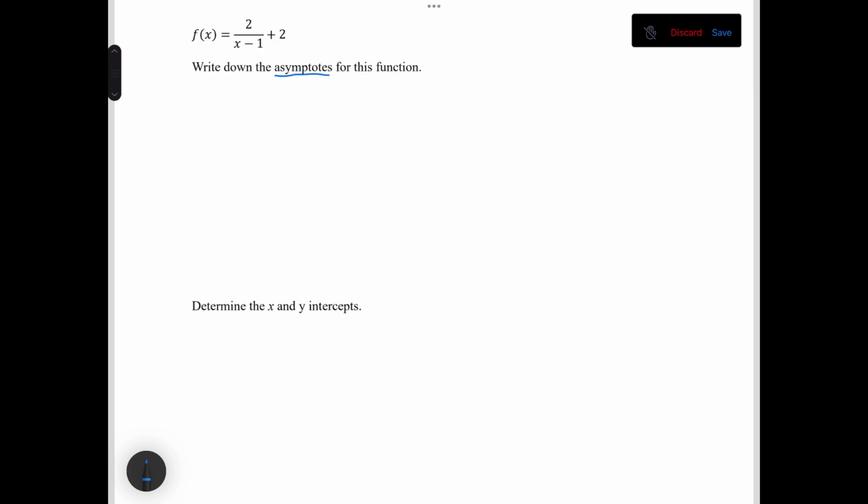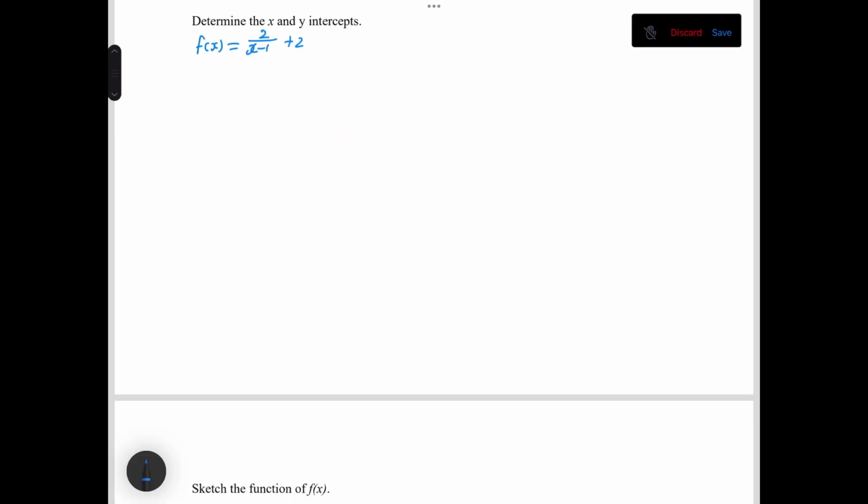So we are given the function. We first need to write down the asymptotes. So you're going to write x minus 1 equals 0. x is therefore equal to 1. And the y asymptote, y equals the value that's given there, which is 2. We write it down as is.